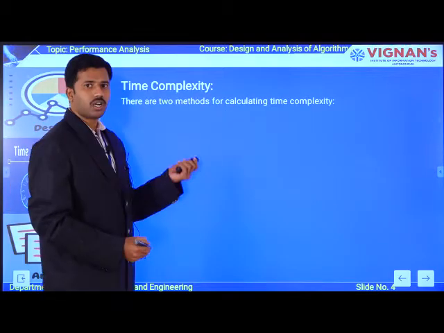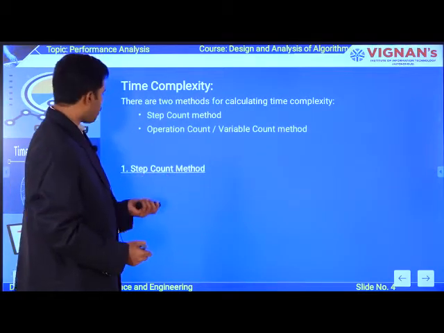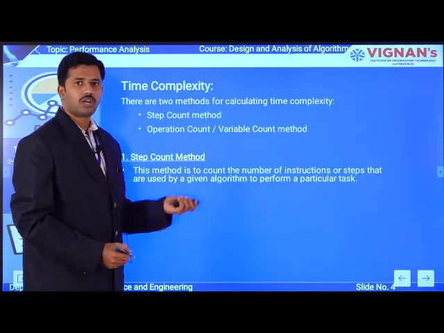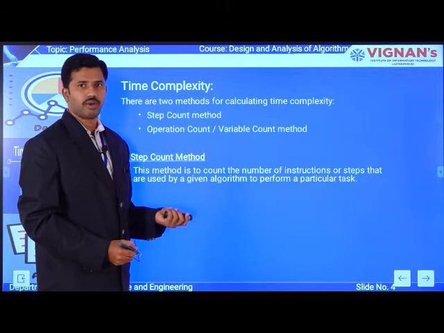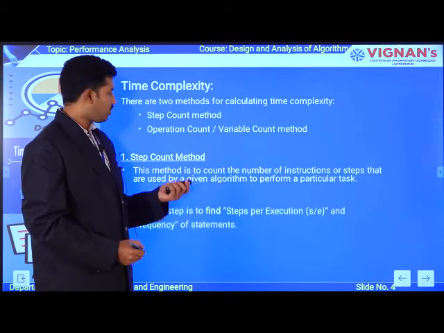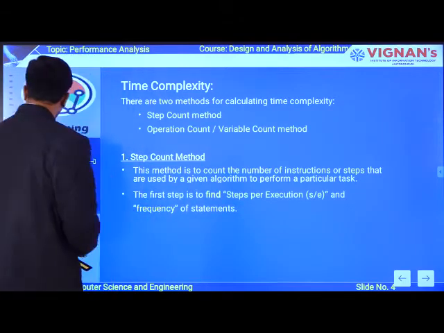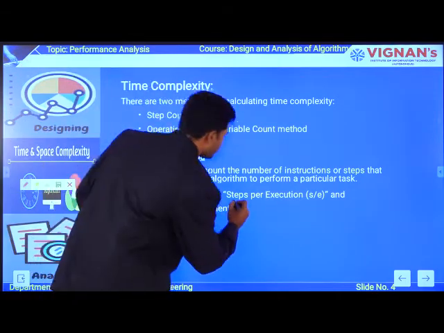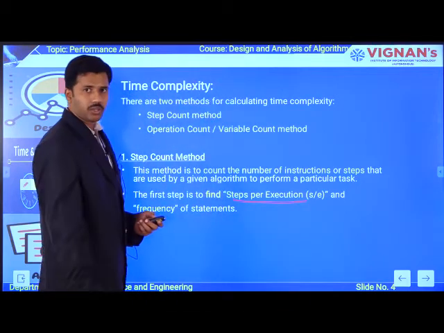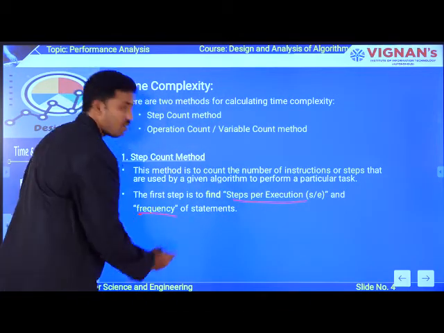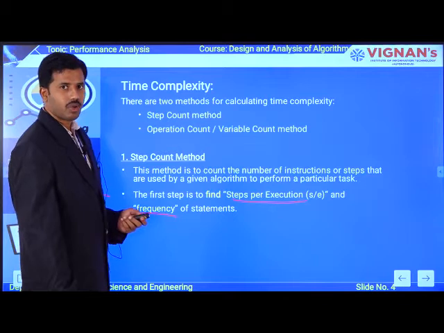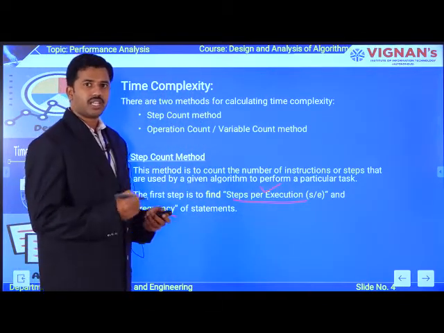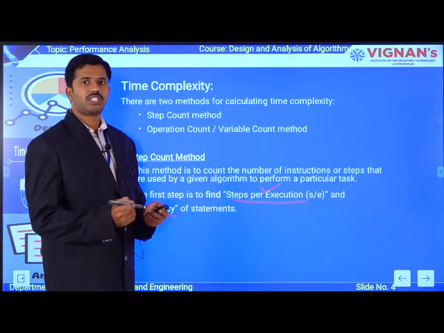Now we try to focus on what is the main theme of the step count method. As I said previously, in the step count method you are going to be counting the number of instructions which are available in the algorithm. First of all, your main task is to find out two parameters. The first one is the steps per execution parameter, and the second one is the frequency parameter.